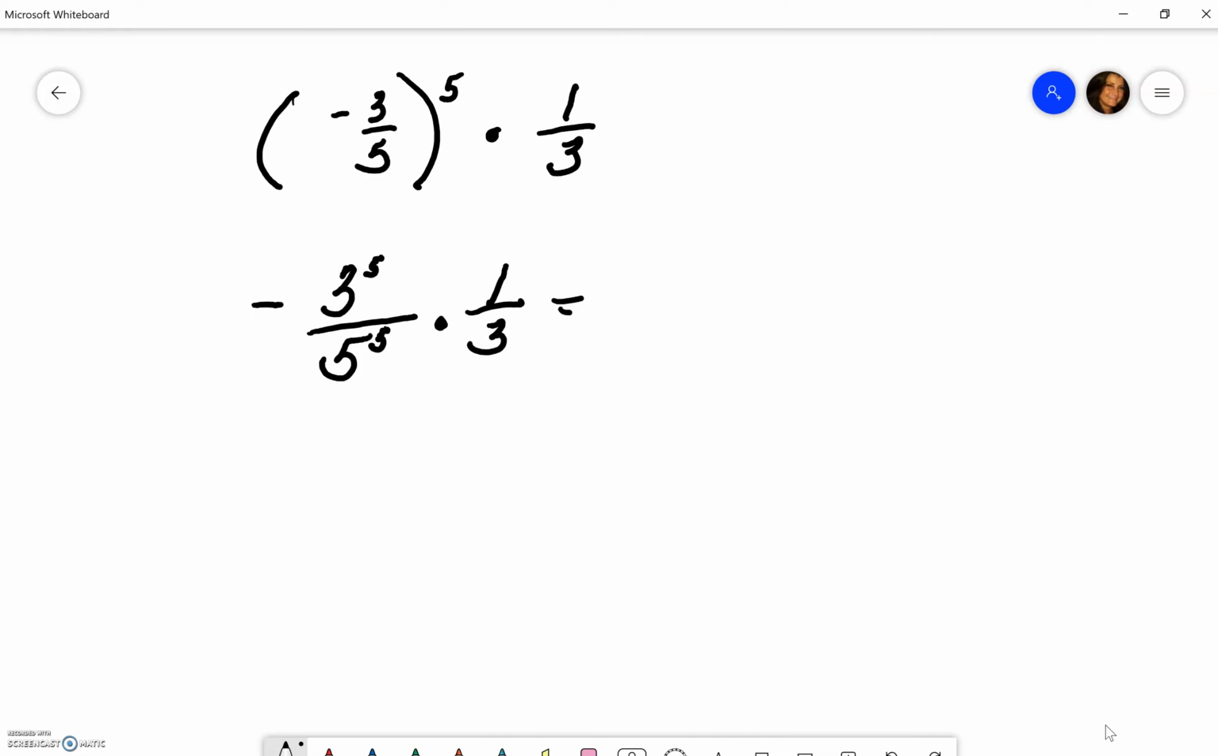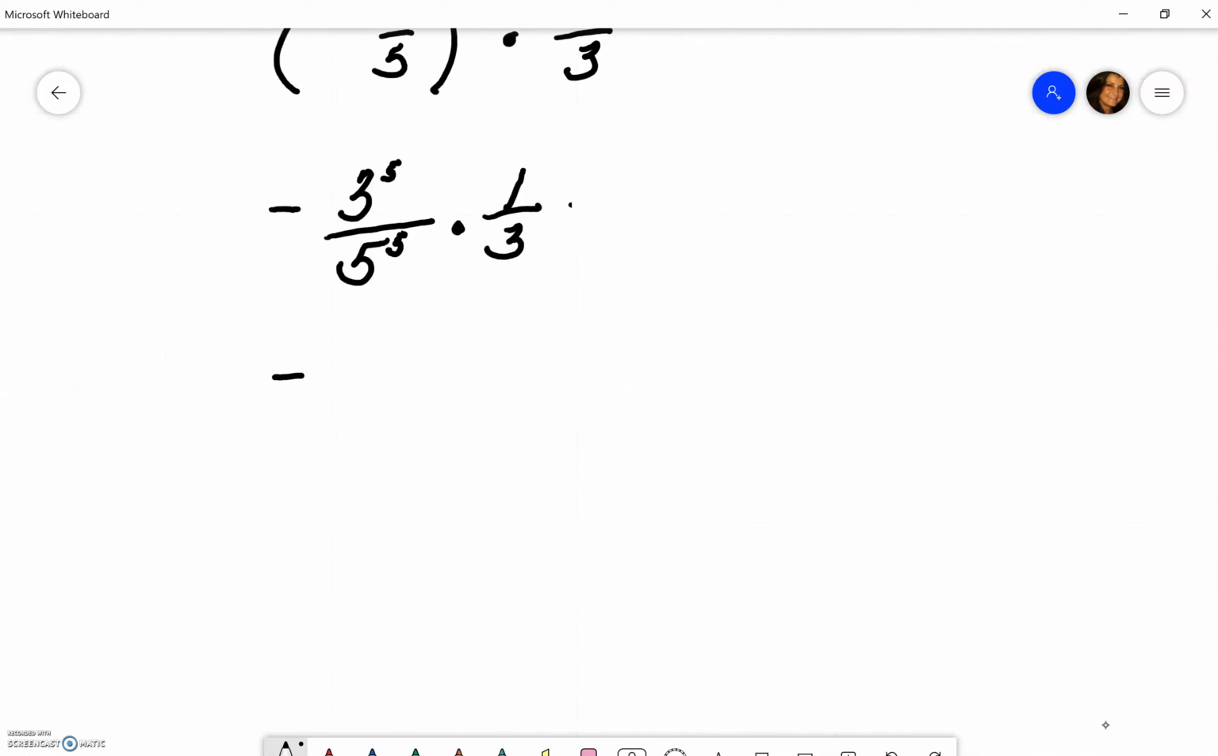So what you can do is you just take 3 and raise it to the 5th power in your calculator, and when you do that, let me just write this, so I'm going to write negative, you end up with an answer of 243. And then when you take 5 to the 5th power, you end up with 3,125. And you're going to multiply that by 1/3.